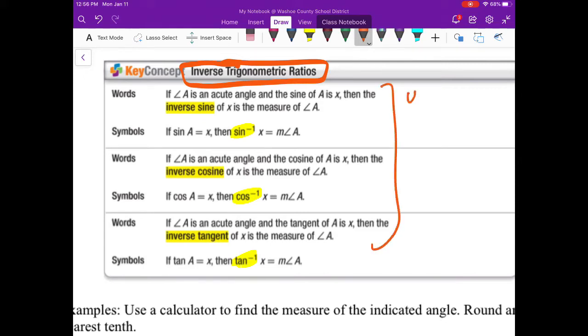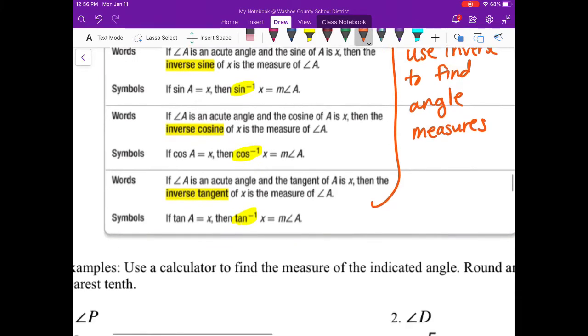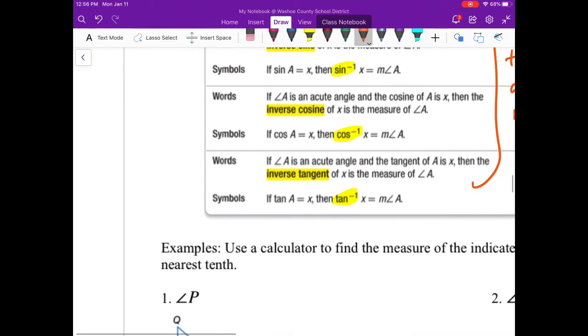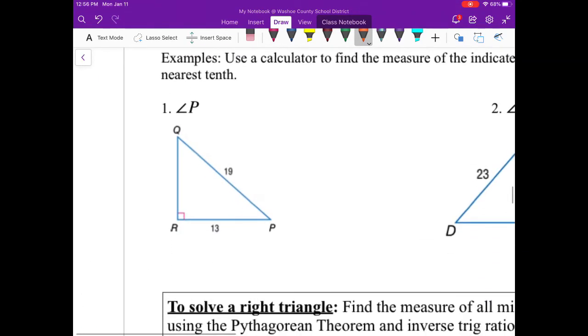So we're going to be using inverse when we need to find angle measures. Okay, so we're going to be using the inverse when we're looking for the angles. So let's see what that looks like here. We have, in this picture, we're looking for the measure of angle P.